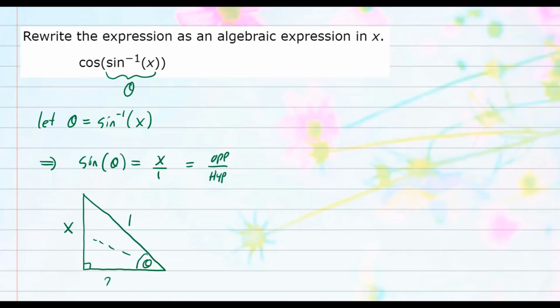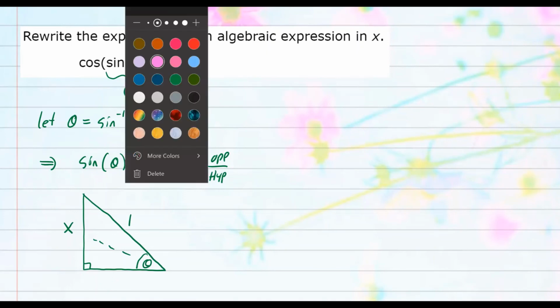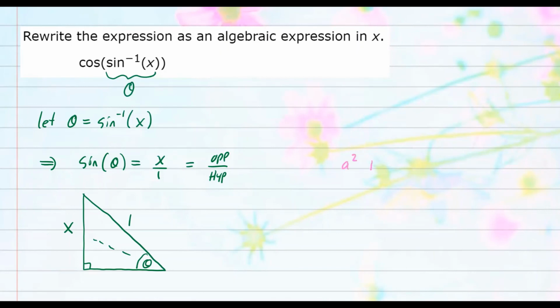And now we need to find this length. That will be the adjacent. So again, using Pythagorean's theorem, we know that a squared plus b squared is equal to c squared. We're missing one of the legs. We know c squared is 1 squared. One of the sides is x squared. We're missing b squared. To solve for b, b squared is equal to 1 minus x squared. And finally, b is equal to the square root of 1 minus x squared. It's going to involve x because we don't have an exact value. So our missing length is the square root of 1 minus x squared.